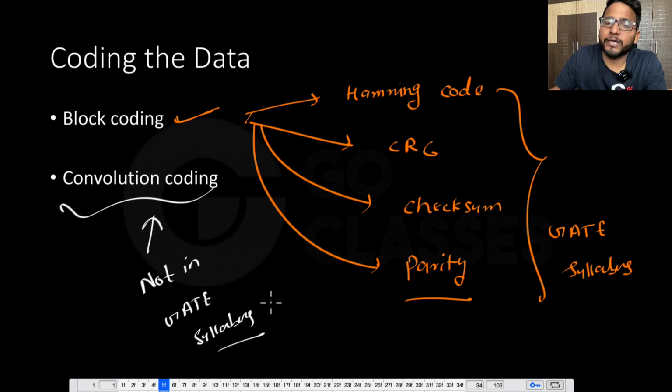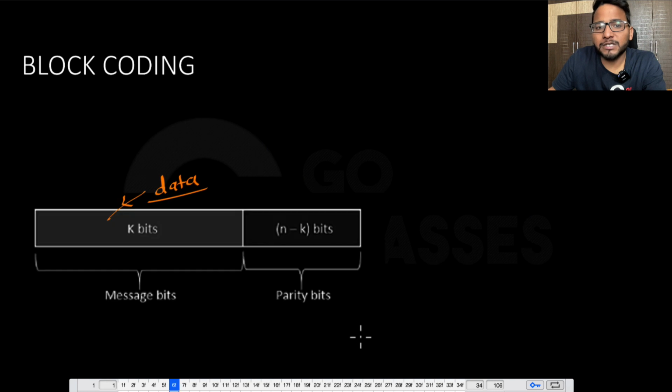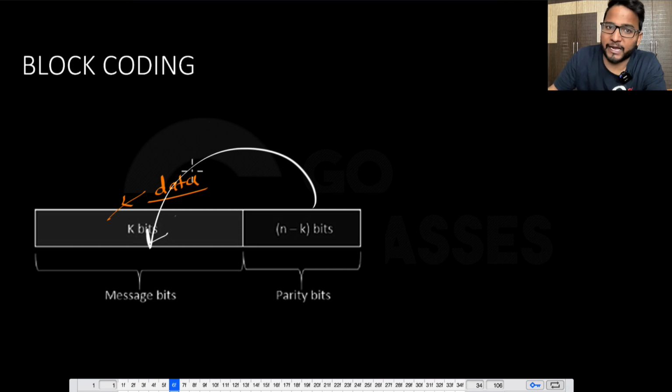Now, what is block coding and what are these types? Let's just study them. So, block coding is basically providing extra parity bits along with your message. Now, those extra parity bits can be appended at the end, or those extra parity bits can be appended in between also. When we see Hamming codes, we will see that these extra parity bits are appended at the end and in between, and in the CRC, we are appending them at the end, right?